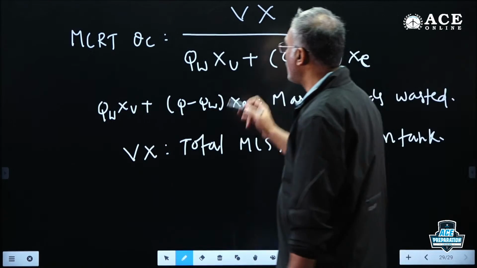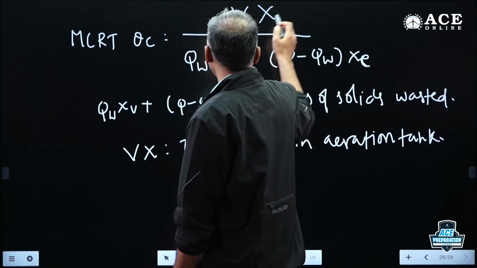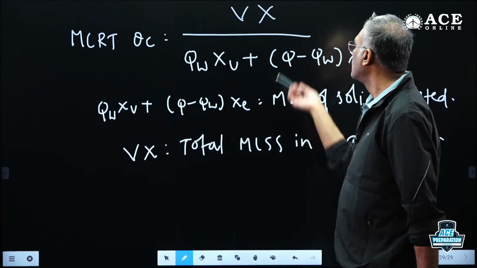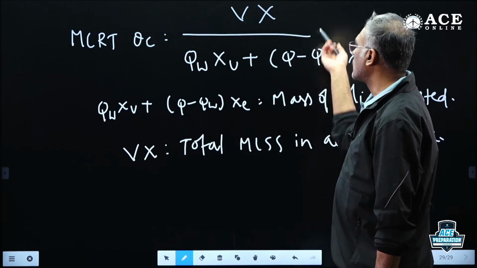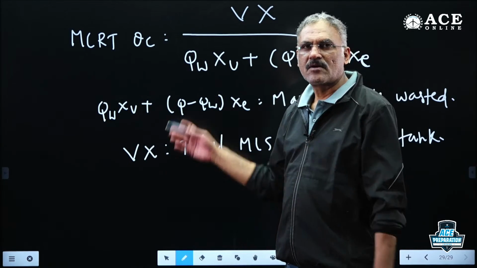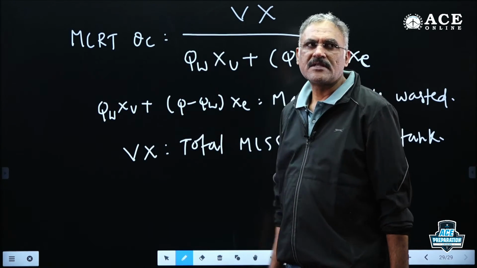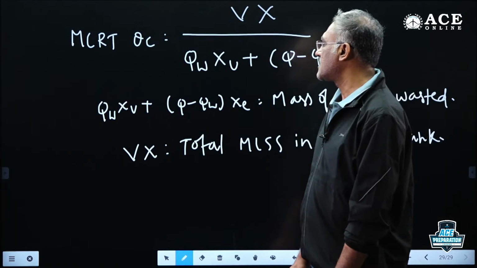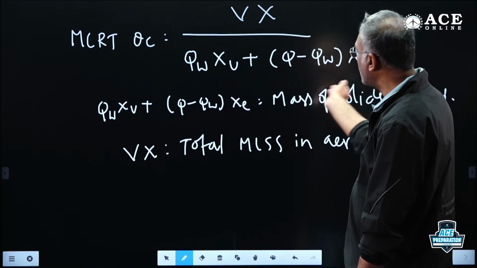Normally we substitute the V value. This is in milligram per liter, this is million liters, and this is kilogram per day. So kilograms cancel out, and then you get the answer for mean cell residence time in terms of days. Whenever you are expected to calculate mean cell residence time, they will give you all these things.